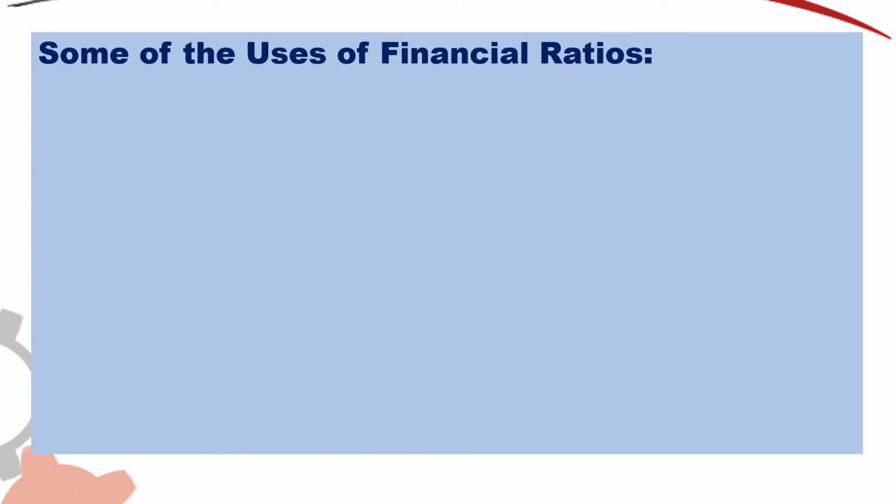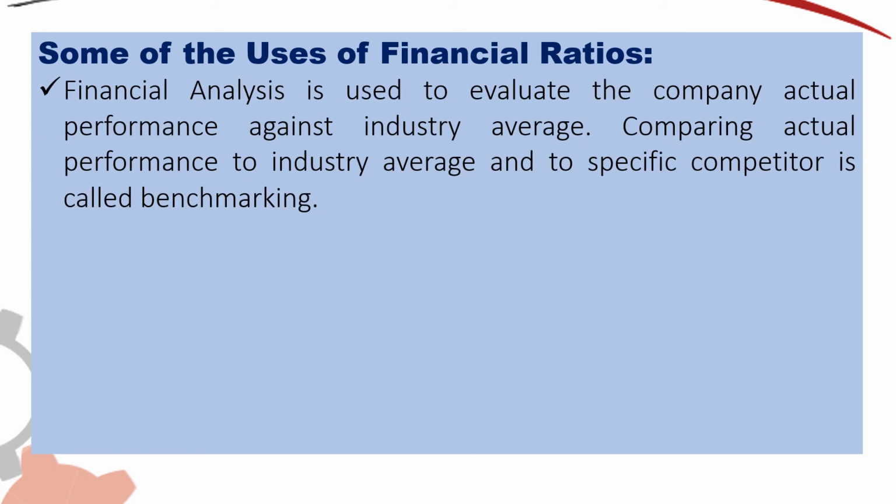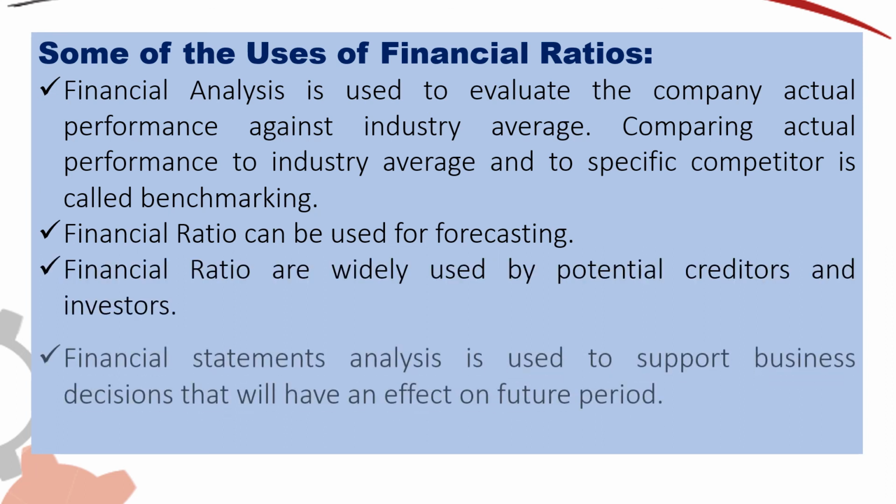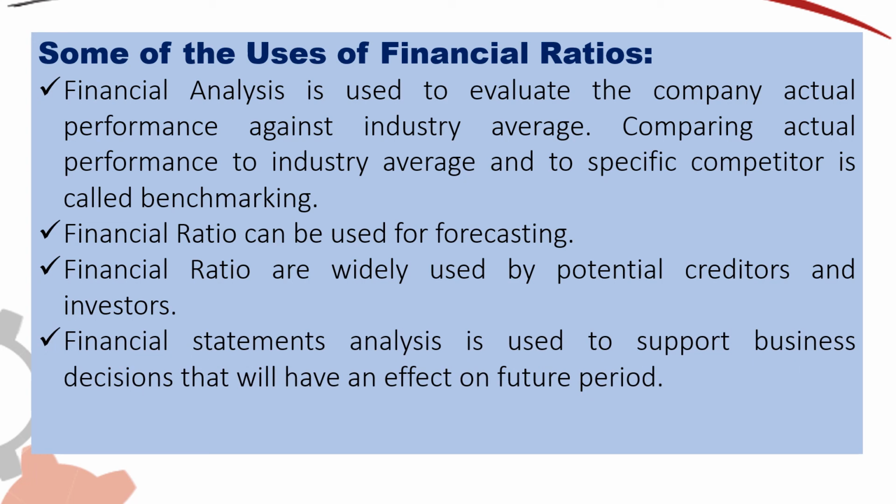Here is the summary of the uses of financial ratios. Financial analysis is used to evaluate the company's actual performance against industry average. Comparing actual performance to industry average and to specific competitors is called benchmarking. Financial ratios can be used for forecasting. Financial ratios are widely used by potential creditors and investors. And financial statement analysis is used to support business decisions that will have an effect on future periods.